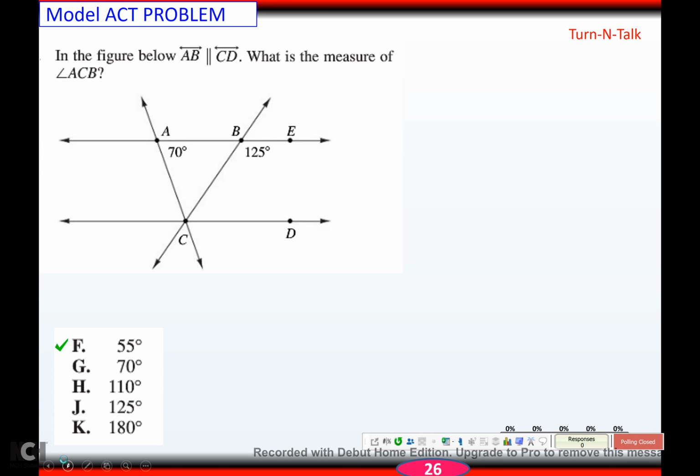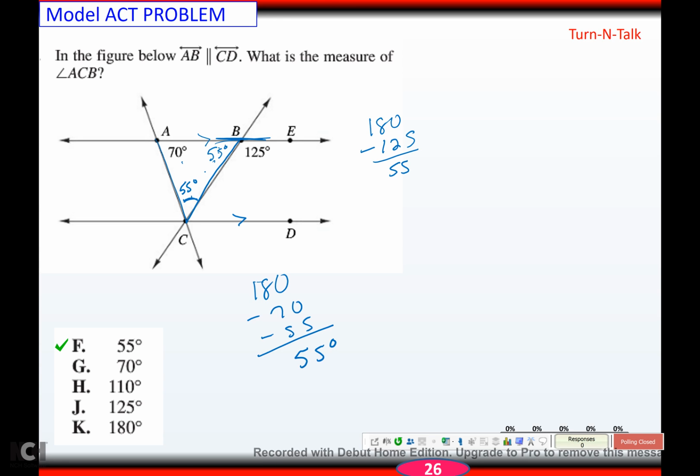It says in the figure below, AB is parallel to CD. What is the measure of angle ACB? ACB. So they want this angle right here. Well, that's easy. If I can get this angle, I know the three angles of a triangle add up to 180. Well, this is a straight line. So 180, take away 125, leaves 55 degrees here. And then I do 180, take away 70, take away 55, leaves 55 degrees. So this is also 55 degrees. Which makes, just in case they were asking weird things, this isosceles, so you know those two sides are equal.